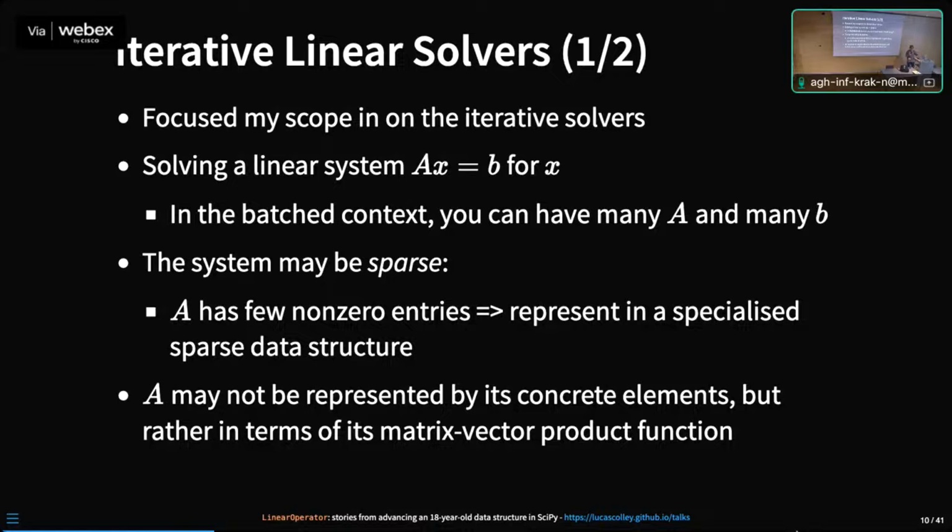And this kind of problem comes up a lot. For that kind of problem, you want to use specialized data structures that are efficient for these sparse matrices. Or alternatively, you might not even know its concrete elements at all. You might just have A represented by what it does to a given vector. And it turns out there are lots of algorithms based on just knowing what A does to a vector for solving this kind of problem.